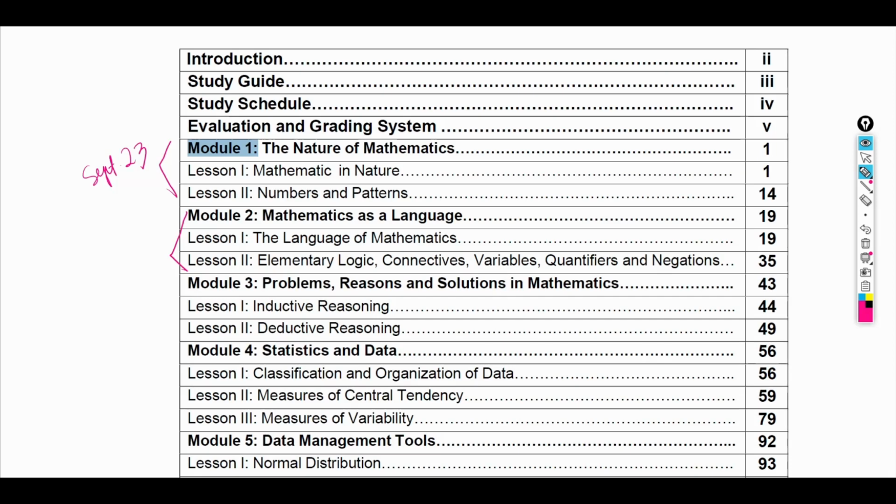The deadline for module 2 will be on October 21. After October 21, I will release the third module, and its deadline will be on October 28. After October 28, I will release module 4, and the deadline will be on December 2.